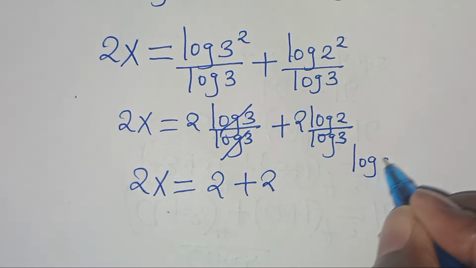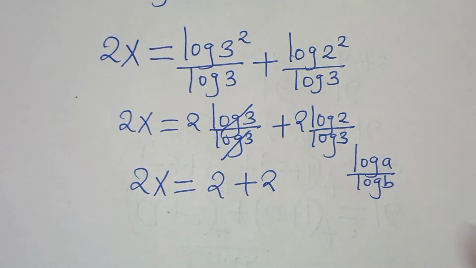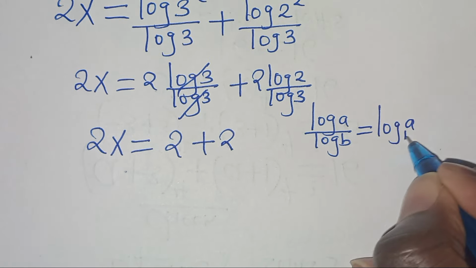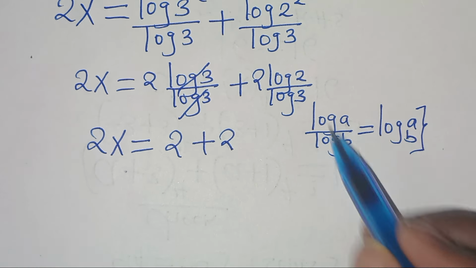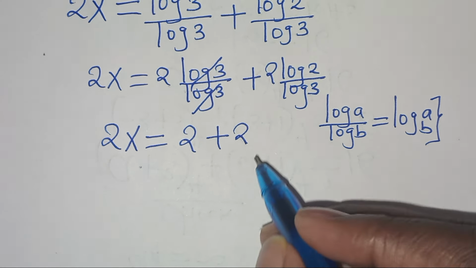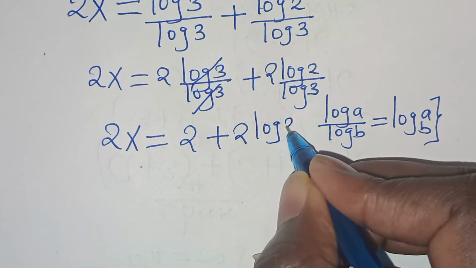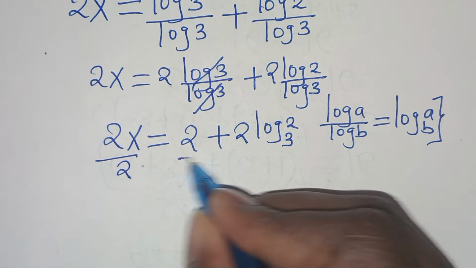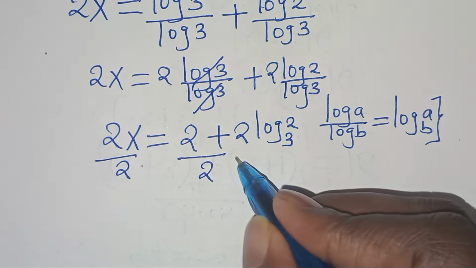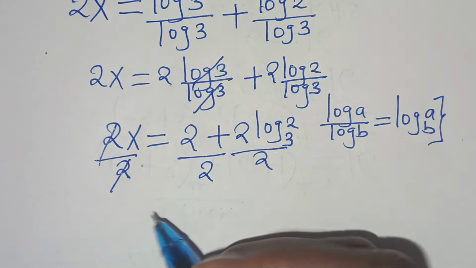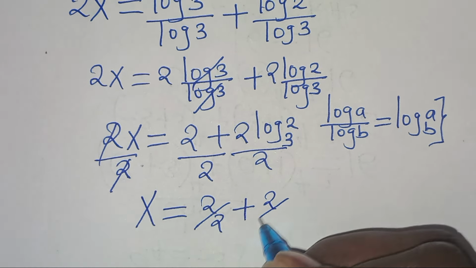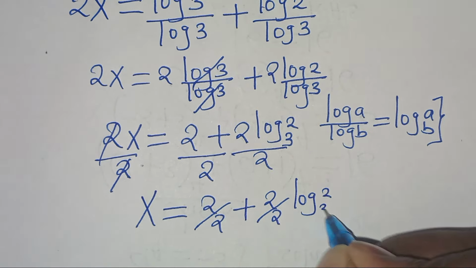This is in the form of log a over log b, which we can express as log a to base b. Now applying this property, then this means that here we have 2 log 2 to base 3. So let's divide both sides by 2. So here we have 2. We also divide here by 2. This means that x is equal to 2 over 2 plus 2 over 2. This is log 2 to base 3.